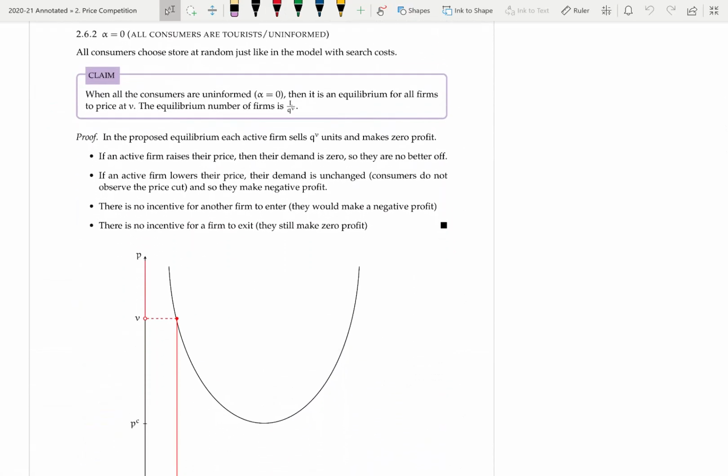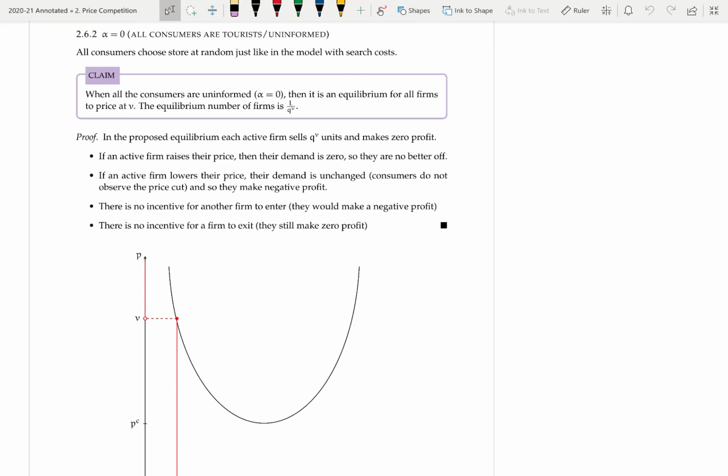So we'll start by looking at two extremes. First, we're going to look at the case where alpha equals 0. This is the case where all the consumers are uninformed, all the consumers are tourists. So this is just going to be like the search model, except there's no search. There's going to be imperfect information here about prices. No one's going to know the price that any particular store is charging.